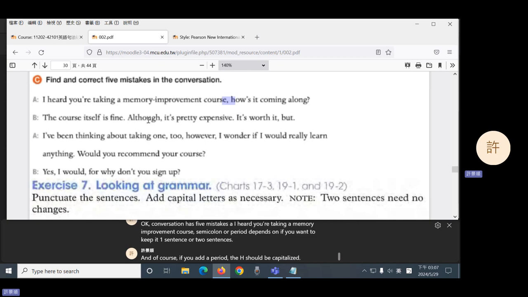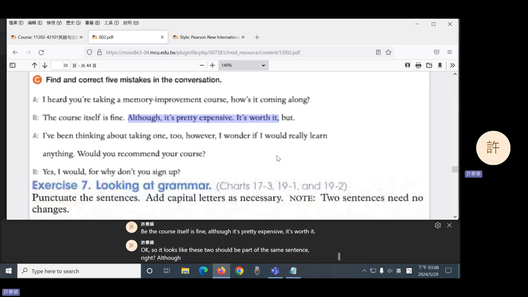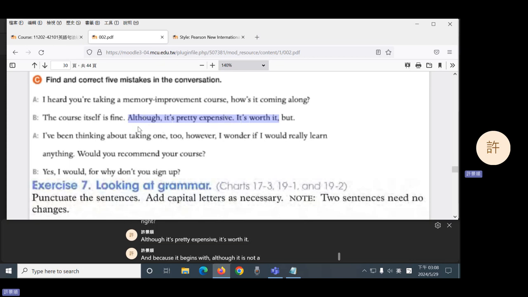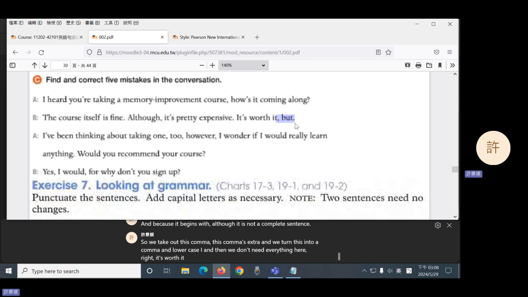How's it coming along? B, the course itself is fine, although it's pretty expensive. It's worth it. Okay, so it looks like these two should be part of the same sentence, right? Although it's pretty expensive, it's worth it. And because it begins with although, it is not a complete sentence. So we take out this extra comma, and we turn this into a comma and lowercase I. And then we don't need everything here, right? It's worth it, end of sentence.